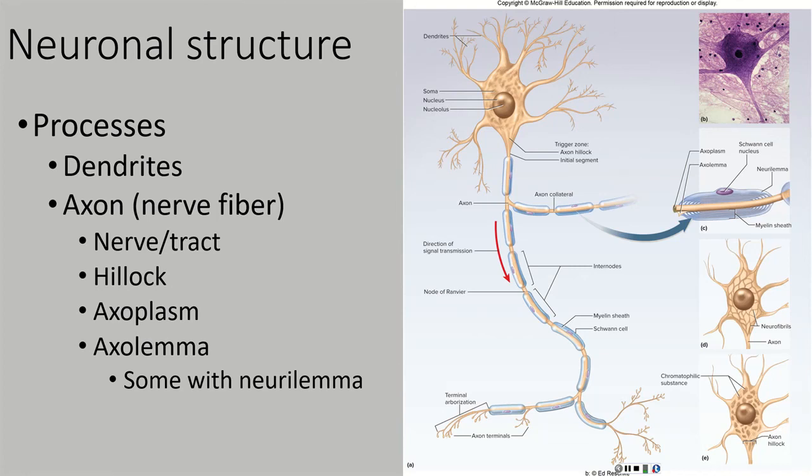Now, some axons are wrapped with this insulation called the myelin sheath. And if they are wrapped with the myelin sheath, the outer layer of that myelin sheath is called the neurolemma. So the neurolemma is the outer layer of the myelin sheath. The axolemma is the outer border of the axon itself.